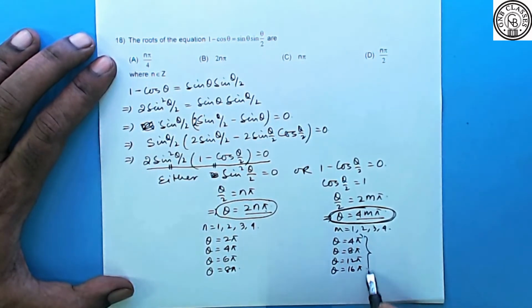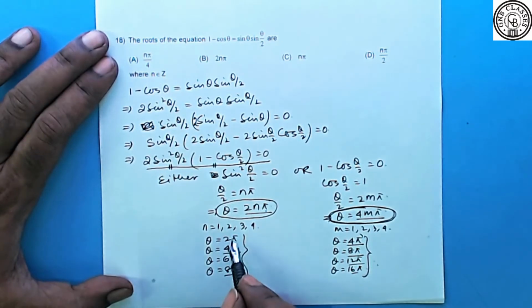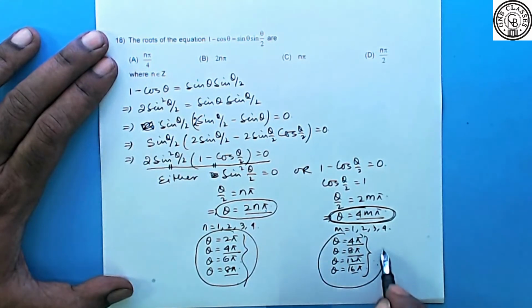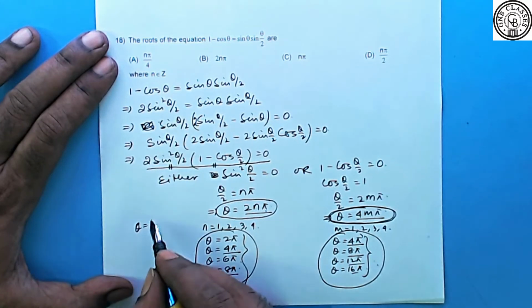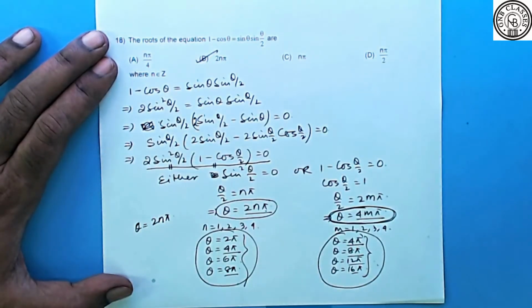All those values, whatever we are getting here, we will get it here. Like 4 pi, 8 pi, all those things we got. And we will get 12 pi, 16 pi, everything in this. But we will not get values like 2 pi from this solution. So for all values of theta we are getting from this equation, it will satisfy this equation also. Is it clear? Therefore, the required value of theta is nothing but 2n pi. Hence, option B is correct. Is it clear to all of you?